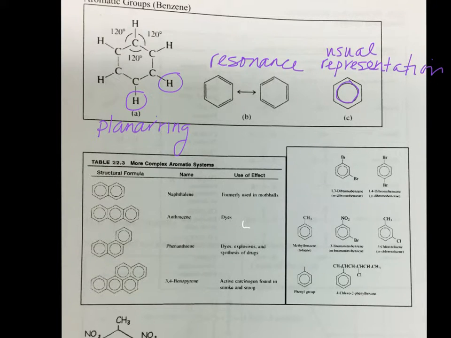Okay. In table 22.3 here, you see some more complex aromatic systems, and they're just giving you some examples. So when you have 2 benzenes that are attached to one another, you form naphthalene, which is what mothballs are made out of. 3, you see anthracene, which is used for dyes. Then you have phenanthrene, which is also used in dyes and explosives. And then you have one that looks very complex, 3,4-benzopyrene, which is an active carcinogen found in smoke and smog.